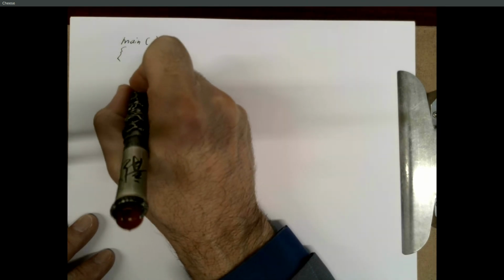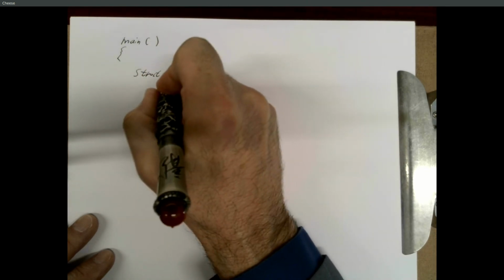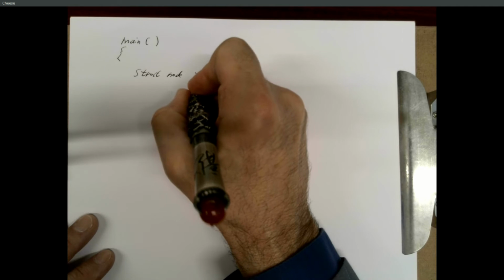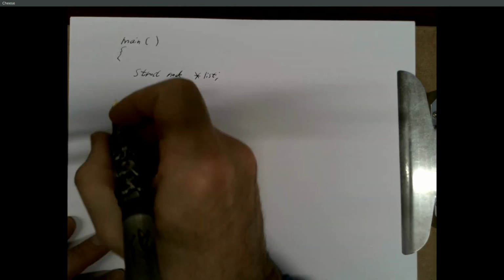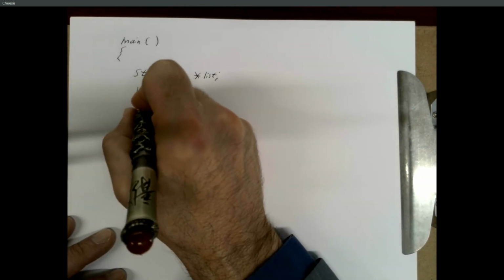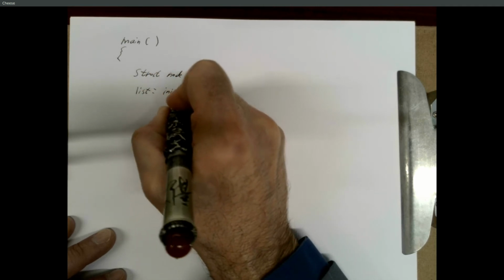So in our main program, in the assignment, it says you're going to declare your linked list to be just a struct node star. And you initialize it by saying something like list equals init. Sure, yeah, you could say struct node star list equals init. That should work.